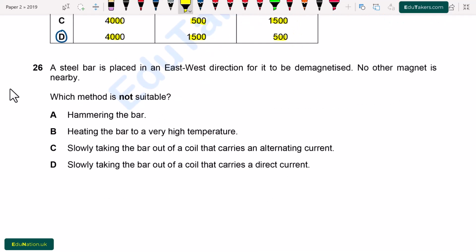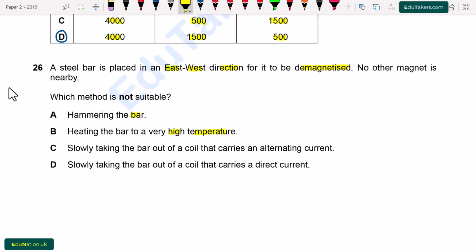Question number 26. A steel bar is placed in an east-west direction for it to be demagnetized. No other magnet is nearby. Which method is not suitable? So which one of the following methods is not suitable for the demagnetization of the steel bar? Option A, hammering the bar. B, heating the bar to a very high temperature.